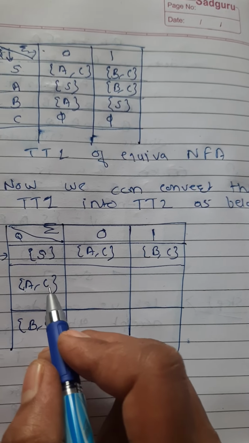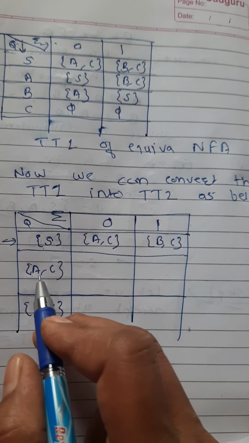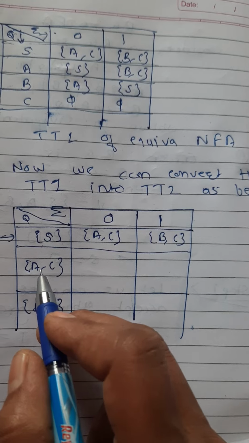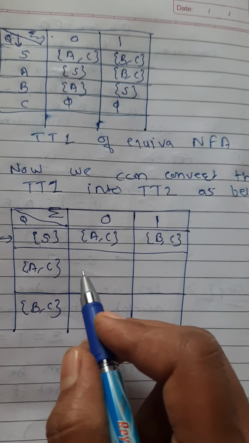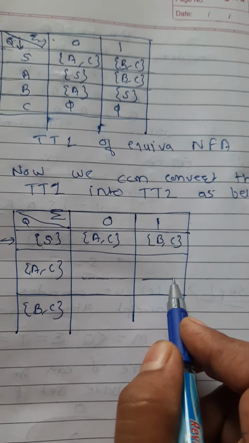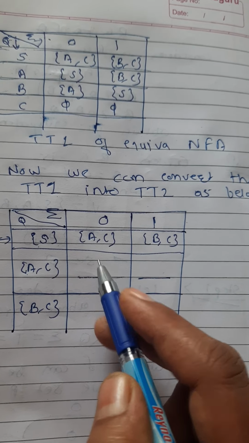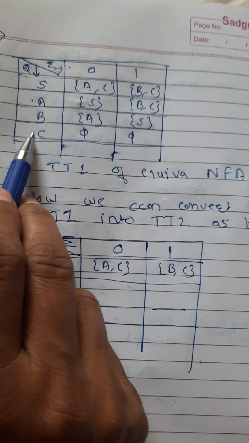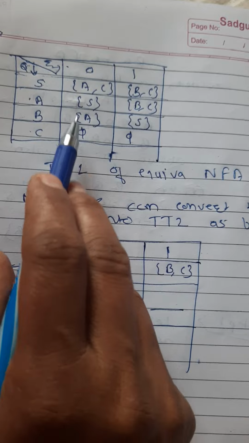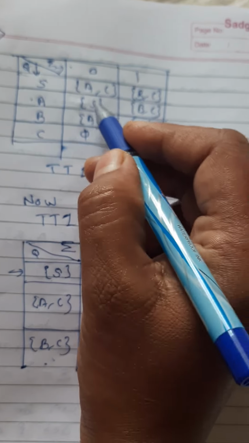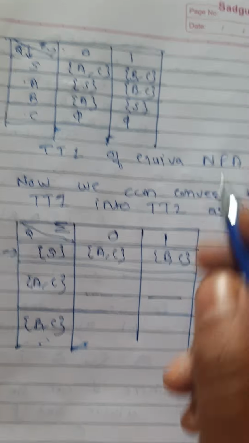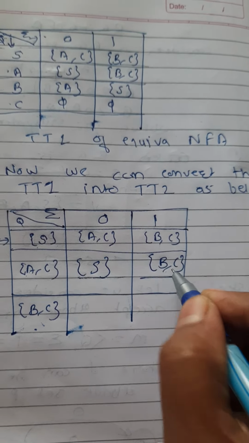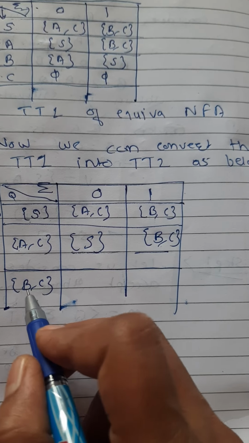Okay, so AC means what to write here? We have to consider the previous table, two rows, A's row and C's row, take the union of those, and add the result of the union here for each individual input symbol. So for AC, look into the previous table, the second row and fourth row, and take the union. Skip this middle one. The union will be S, and here the union will be BC. Write down that one, S, and here BC.